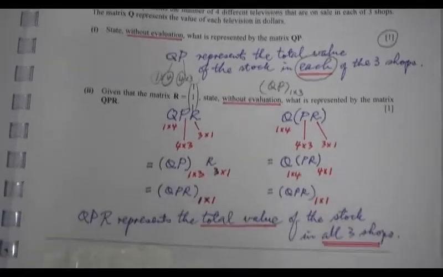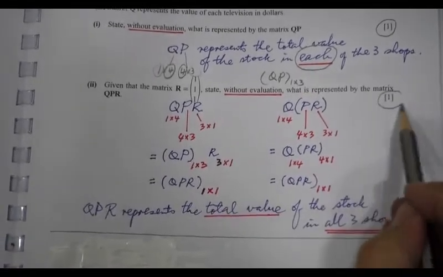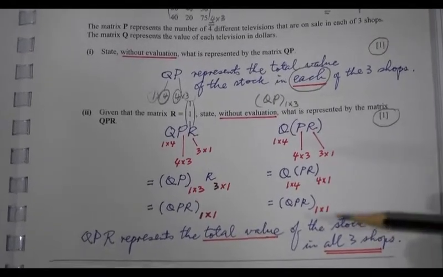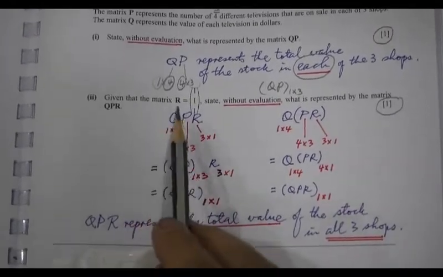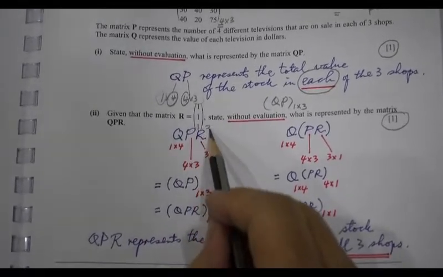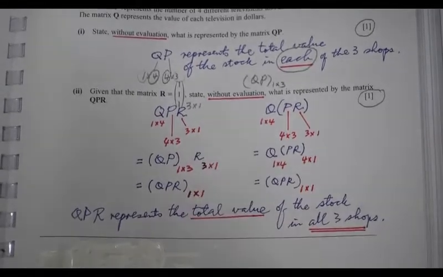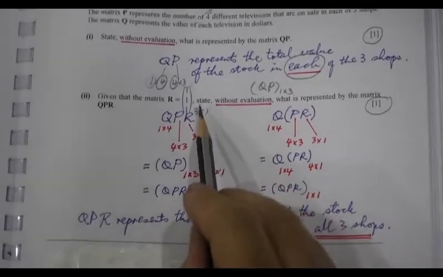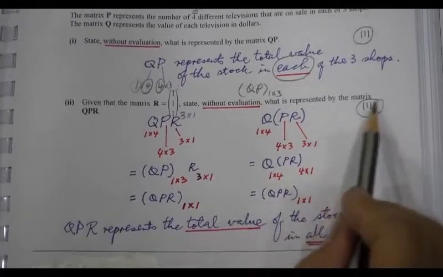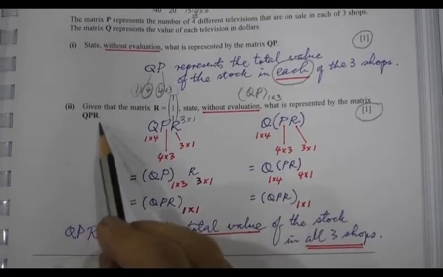Part 2. The question is still 1 mark. That means this entire question is only 4 marks. Given that the matrix R is 1, 1, 1, that means 3 rows, 1 column. Again, state. The word state means do not calculate. What is represented by the matrix QPR?